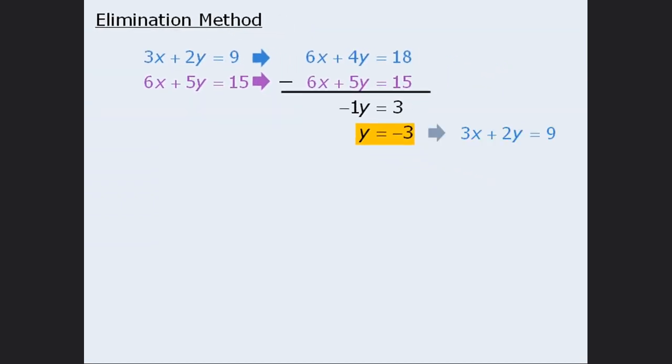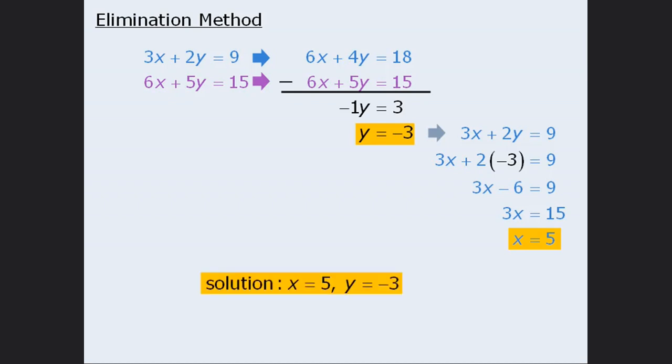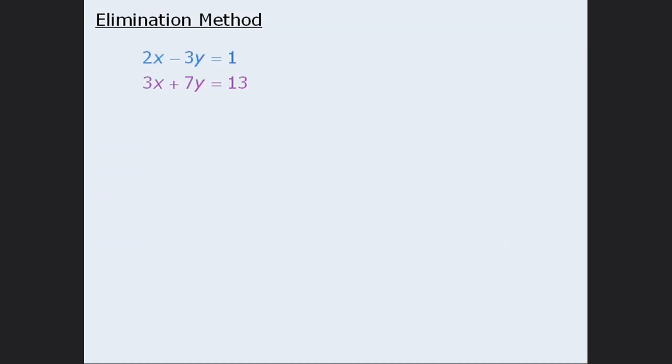Let's use this equation. So when we replace y with -3, we get an equation that we can solve for x. First, we'll simplify the left-hand side, then we'll add 6 to both sides, and finally we'll divide both sides by 3 to get x equals 5. So the solution here is x equals 5 and y equals -3. Okay, let's try one more.